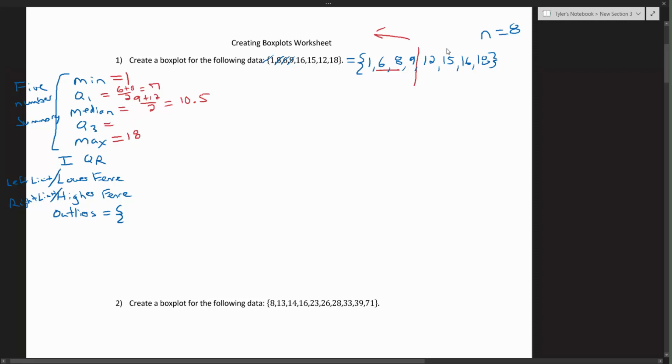And then for quartile 3, same idea. We're just going to the right of the median, looking at the upper half of the data. We need to average these two numbers, right? So Q3 is 15 plus 16 divided by 2, which is 15.5. Right? So then we can find the interquartile range now. Remember, IQR is equal to Q3, quartile 3, minus Q1. So we would have 15.5 minus 7. So 15.5 minus 7 is 8.5.